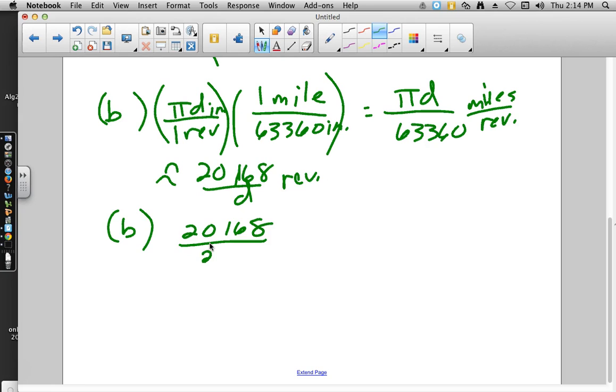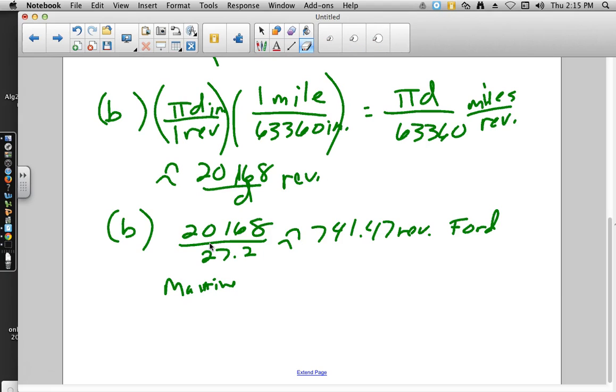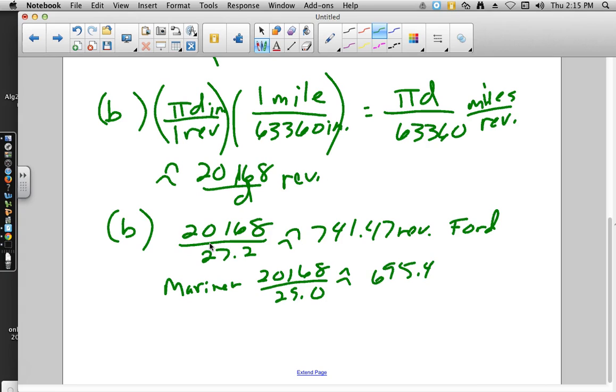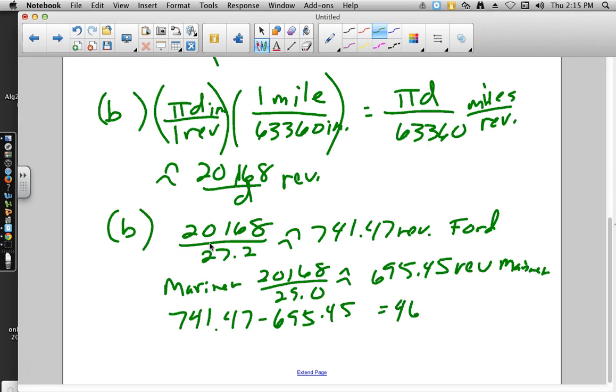So for the Ford, that's going to be 27.2, and that's approximately 741.47 revolutions for the Ford. And then for the Mariner, we'll have 20,168 over 29.0, which is approximately 695.45 revolutions. And we would subtract those two because they wanted to know the difference. So we have 741.47 minus 695.45, and that equals 46.